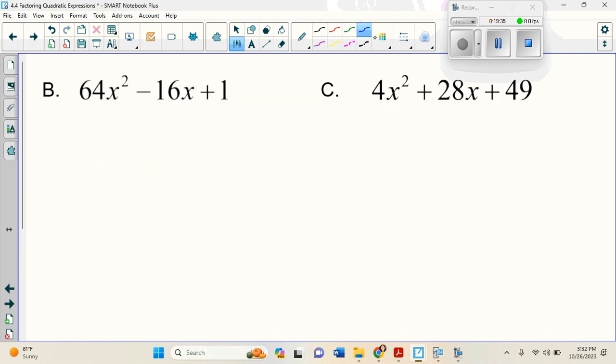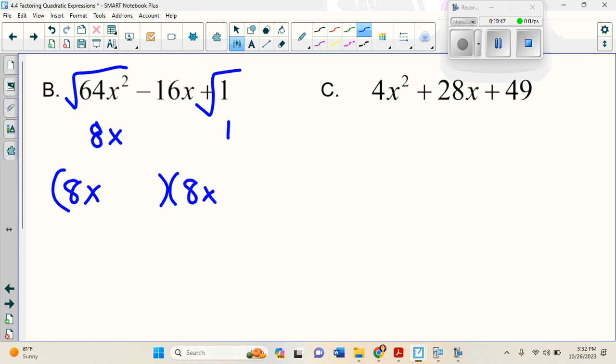So I'm just going to take the square root of the first number and the last number. Here I get 8x, and here I get 1. So I'm going to have 8x and 1 again. In my double bubble parentheses, 8x and 1, 8x and 1. And because this sign is minus, it's minus, minus.